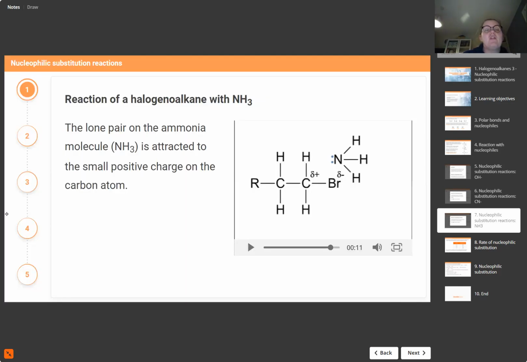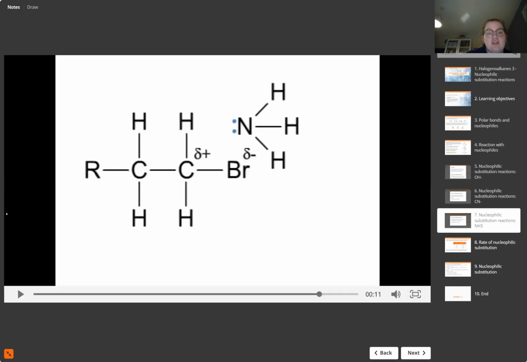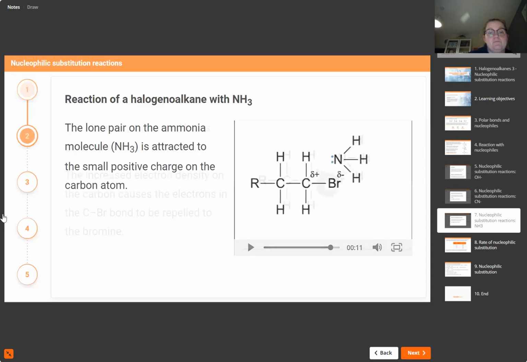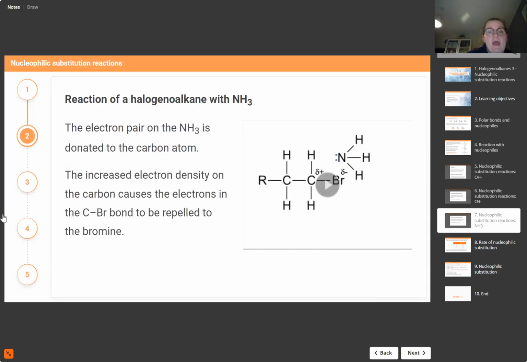So the lone pair on the ammonia molecule is attracted to the small positive charge on the carbon atom in our halogenoalkane. The electron pair on the ammonia is donated to our carbon atom. Like we've done before, because we've now got that increase in electron density, the electrons in the carbon-bromine bond are going to be repelled towards the bromine.